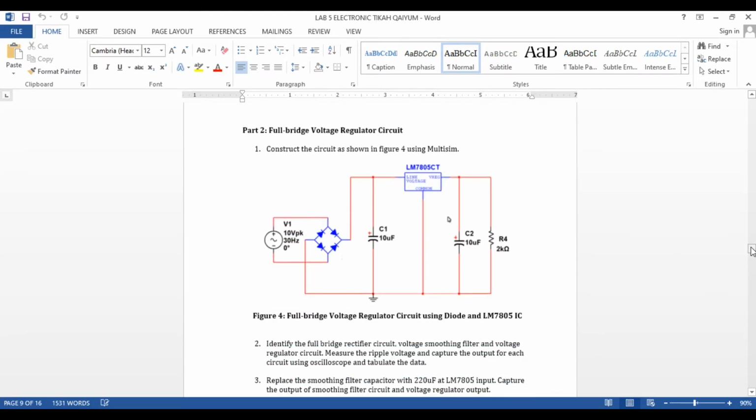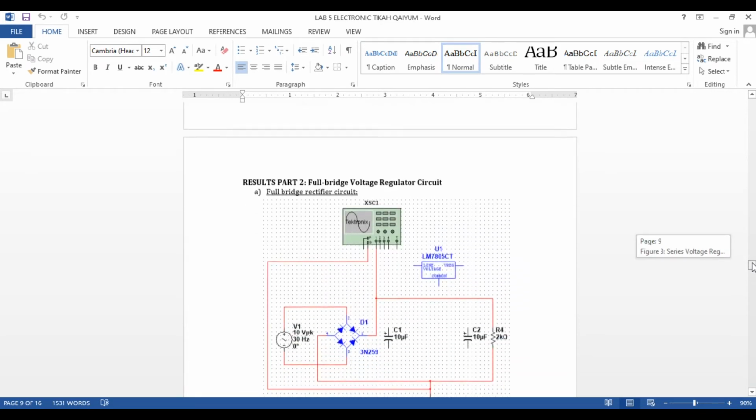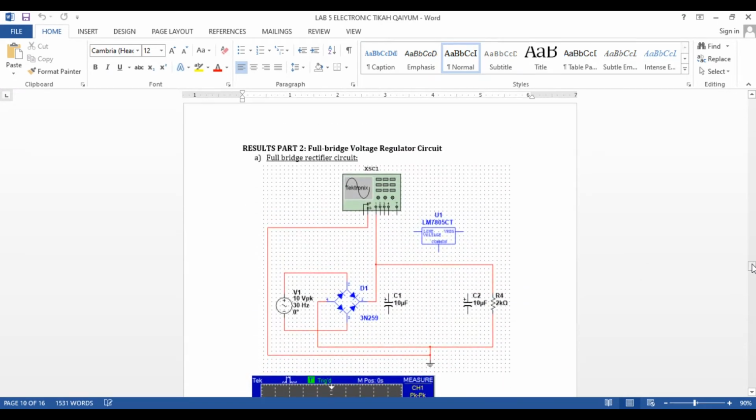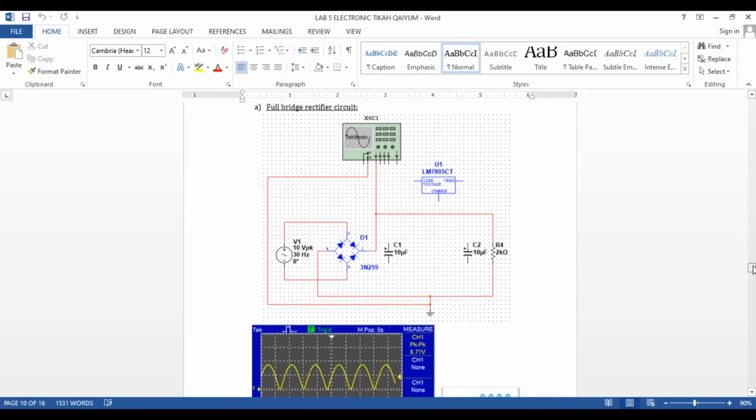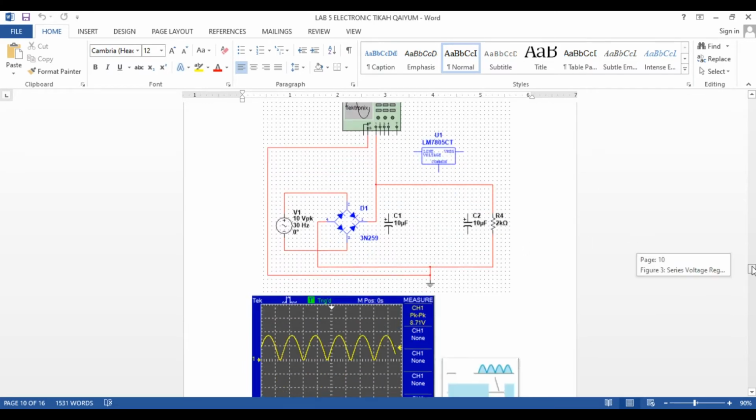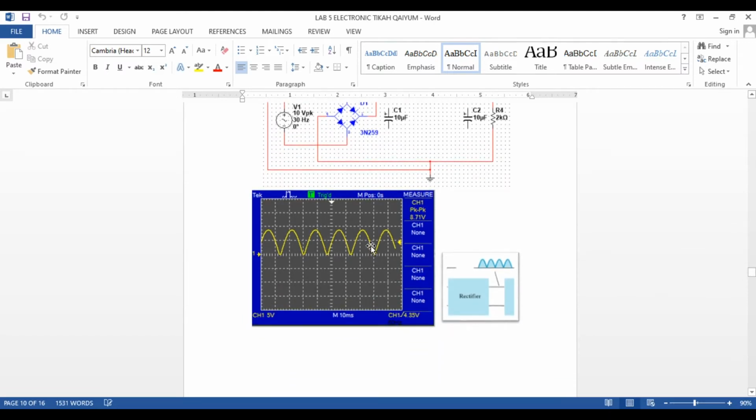Next, we move to part 2. In part 2, we were asked to construct a full bridge voltage regulator circuit. We were asked to identify which is the full bridge rectifier circuit. So here we have identified this is the full bridge rectifier circuit, which contains only the rectifier and the resistor, and this is the output. Output of the rectifier should be half wave of the input and all be positive value.